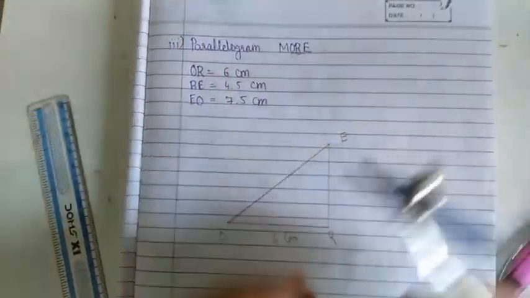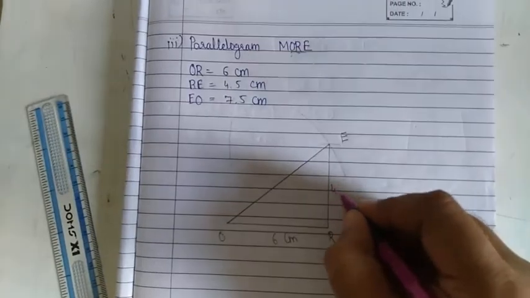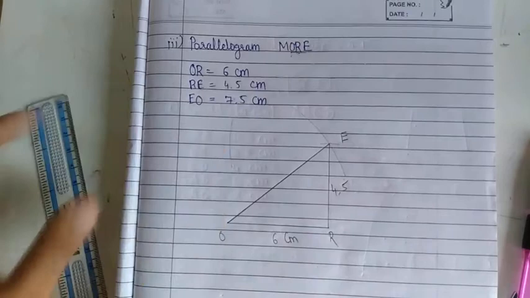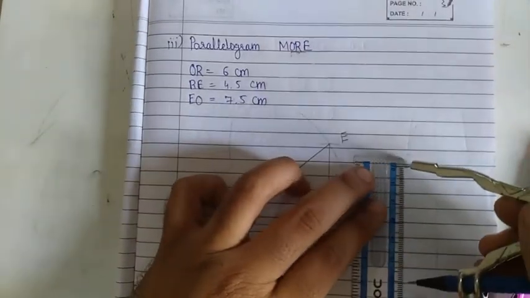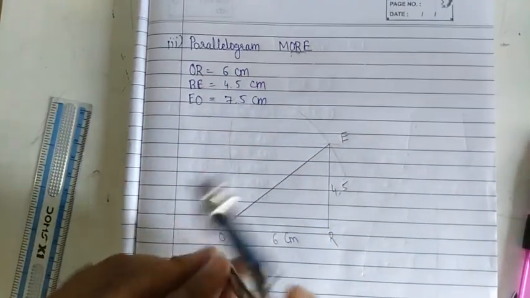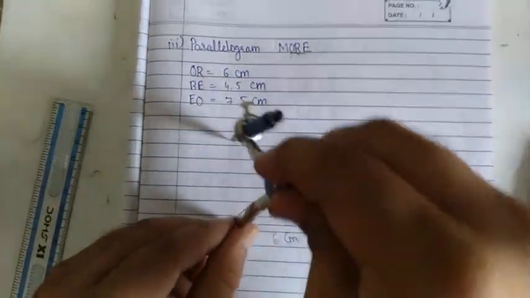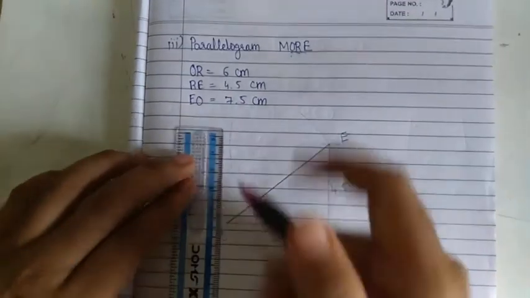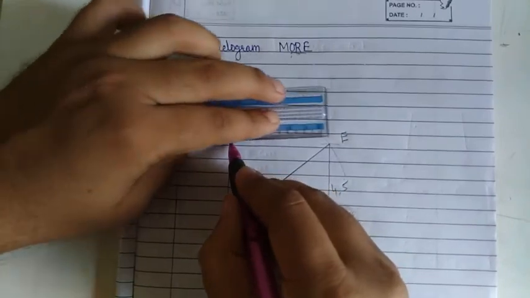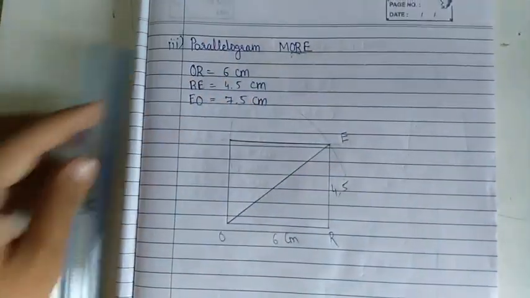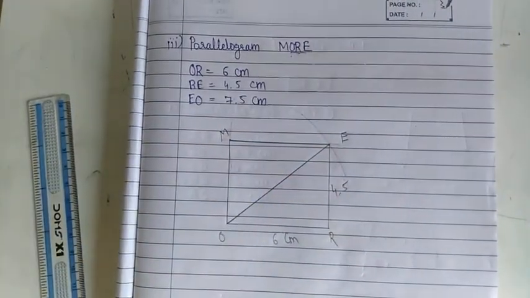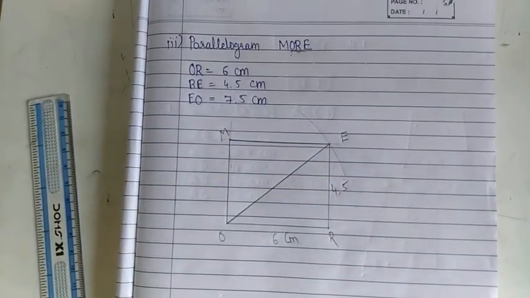Now this one RE is 4.5 centimeter. So OM, this side is also 4.5 centimeter. So take the scale and measure 4.5 centimeter and draw the arc of 4.5 centimeter. Now just connect it. So it is our parallelogram. Give the name M. So MORE parallelogram is ready. Now we have to write down the points.